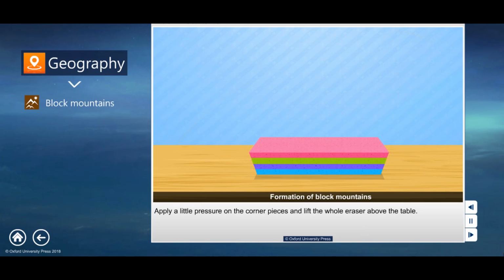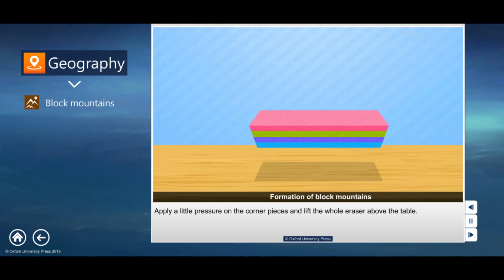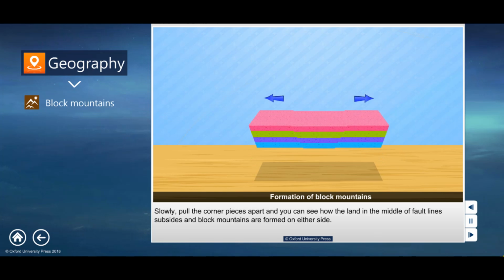Apply a little pressure on the corner pieces and lift the whole eraser above the table. Slowly pull the corner pieces apart and you can see how the land in the middle of fault lines subsides and block mountains are formed on either side.